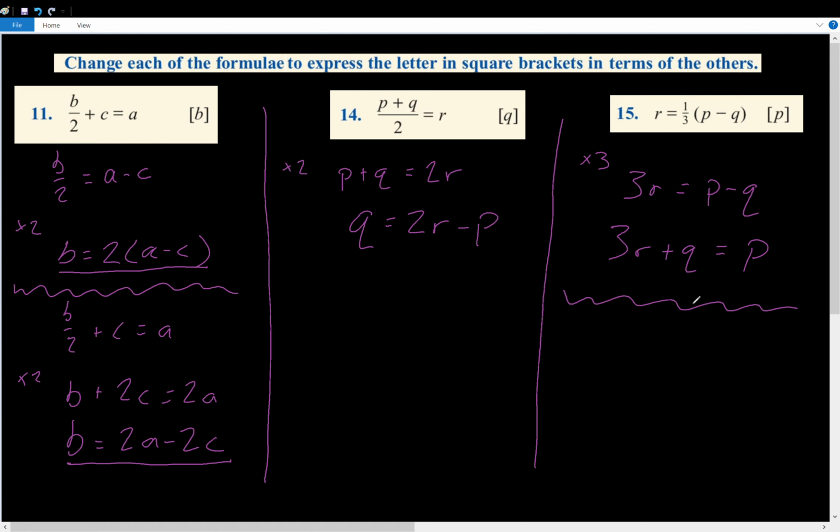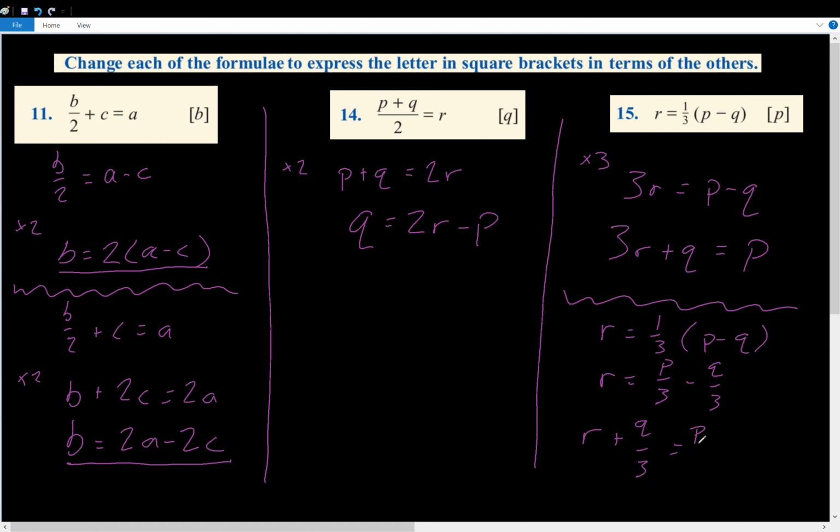Although if you wanted to, you could have started by multiplying out the brackets. So you have r is equal to 1 over 3 times (p minus q). And if we multiply our brackets, we get r is equal to p over 3 minus q over 3. So once again, we still want p on its own, so we'll move our q over. So we're going to have r plus q over 3 is equal to p over 3.